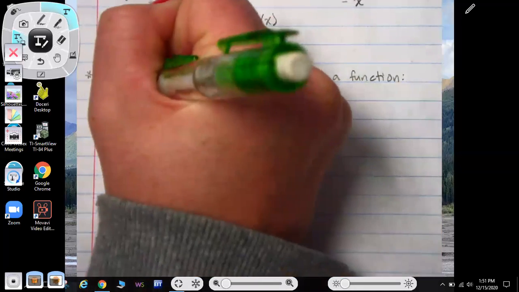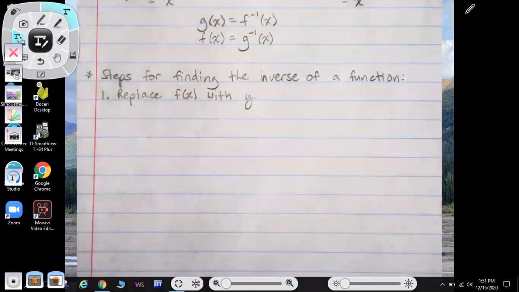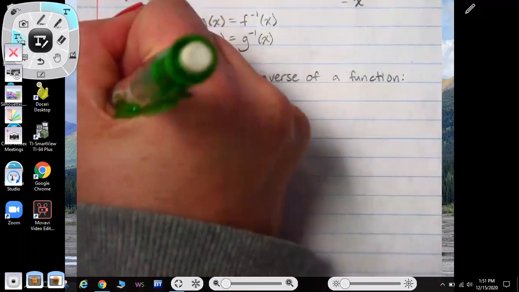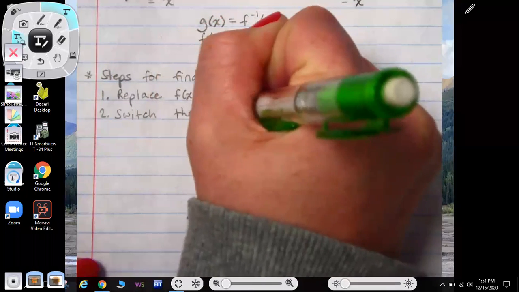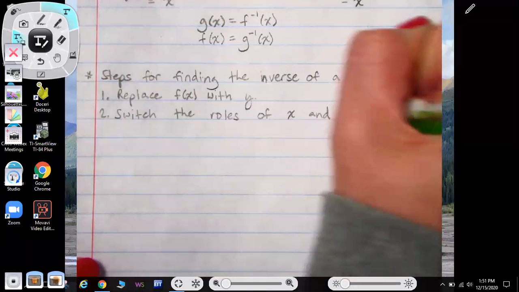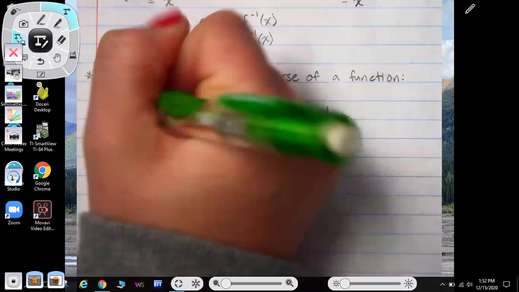First step, replace f of x with y. It could be any function notation. It could be f of x, g of x, h of x. It could be f of z. Whatever the notation is, you're replacing that with y. Step 2, switch the roles of x and y. Step 3, solve the new equation for y.